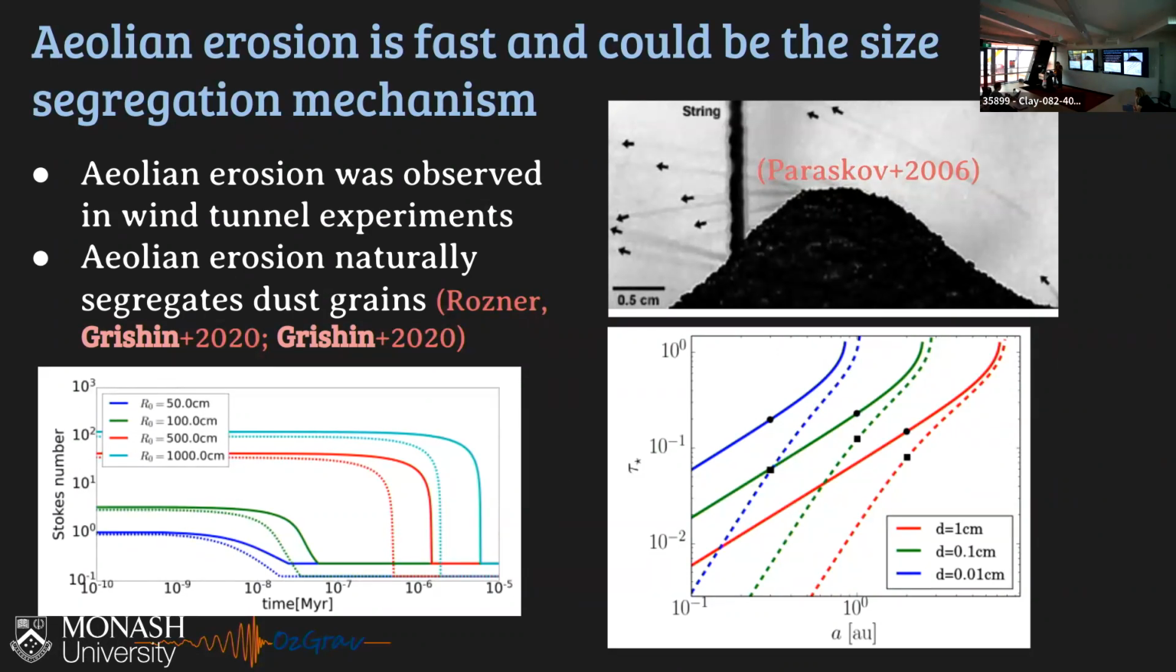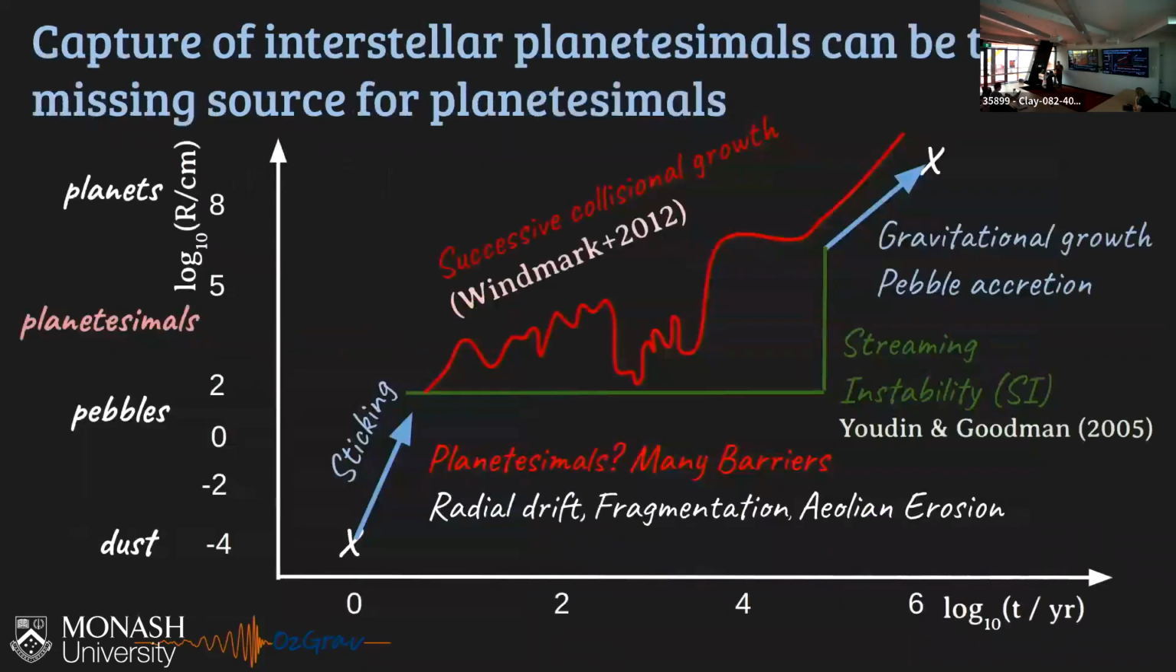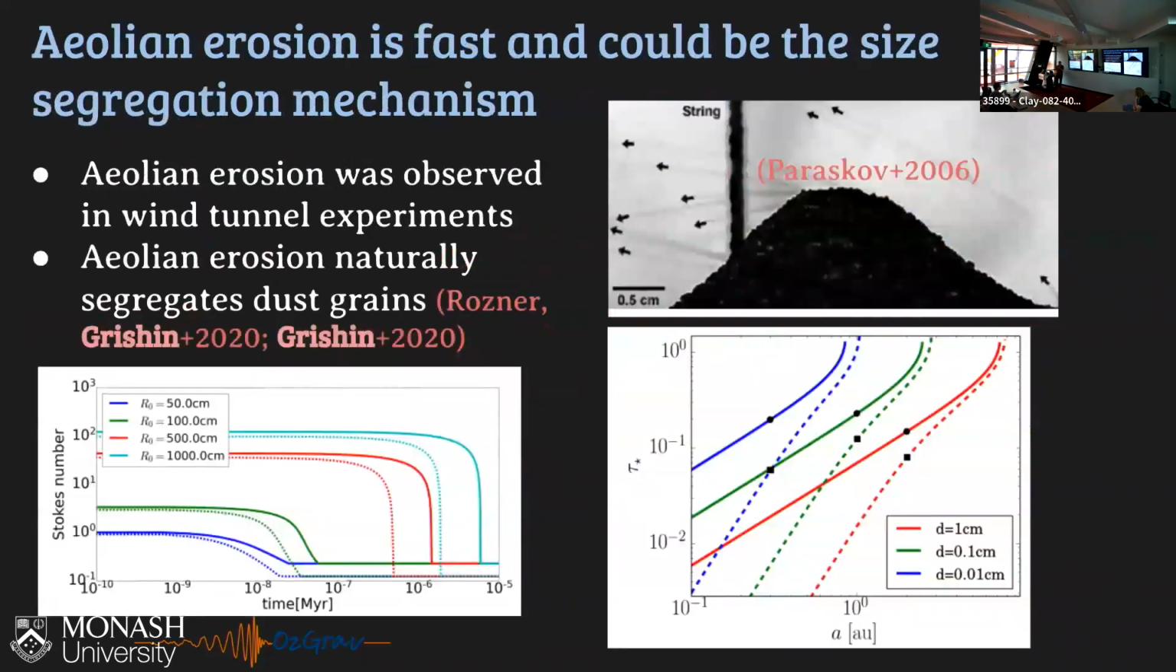So I think it provides a natural sorting for the location in the disk. And I think if you apply that, maybe it will actually help streaming instability to form, because each place has its own typical dust size. So maybe we'll try to do something about that while Stefan is here, hopefully. He's smiling, so it's all good.